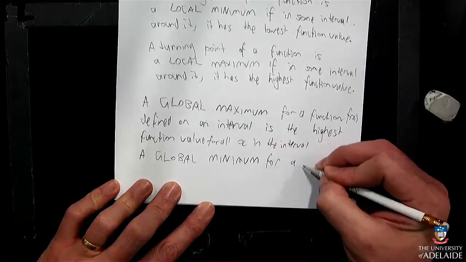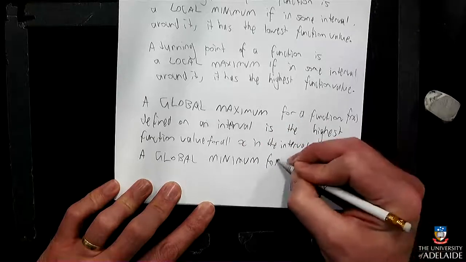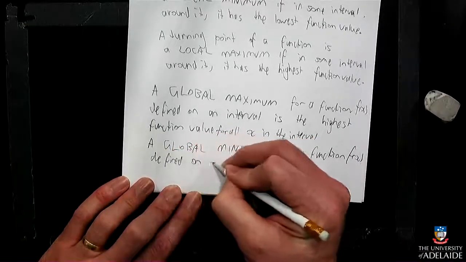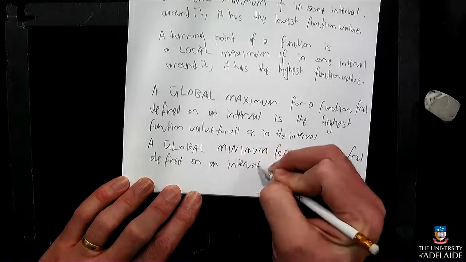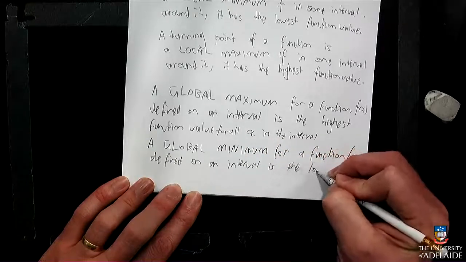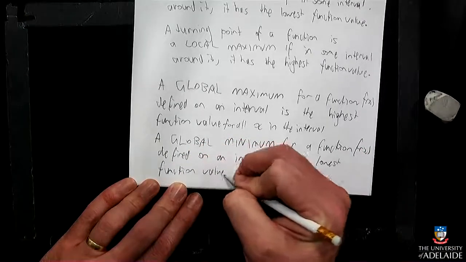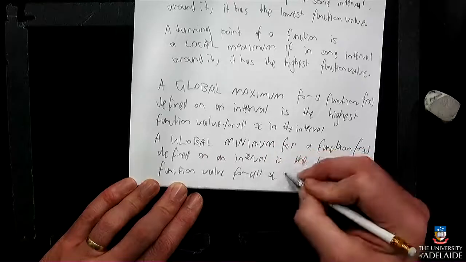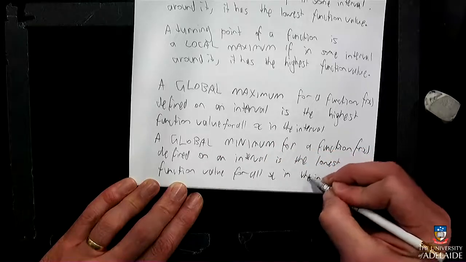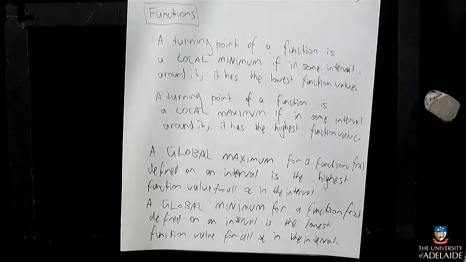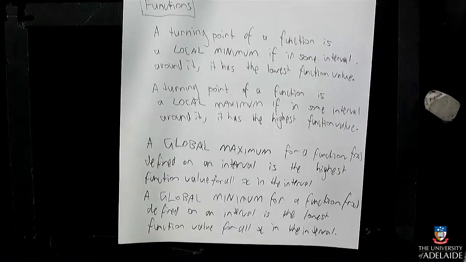A global minimum for a function f of x defined on an interval is the lowest function value for all x in the interval. So the idea of a local minimum is that if you make your interval small enough, then it will be a global minimum for that interval.